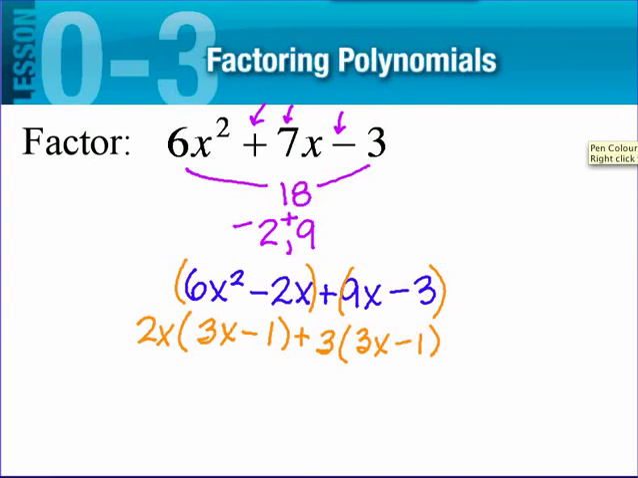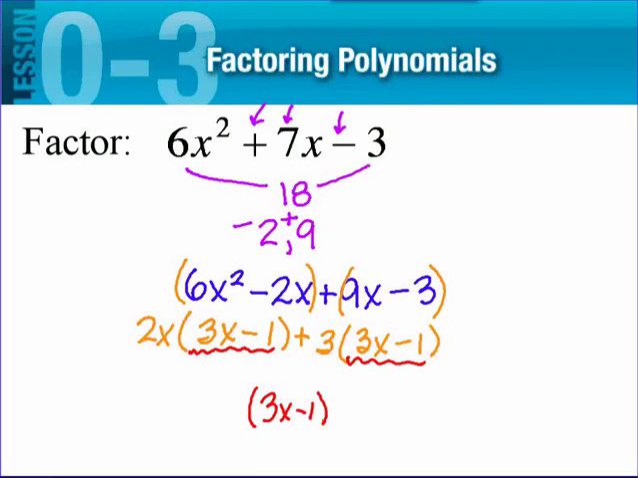Oh, and what do you notice? If you've done it right, they're the same. These two should be identical. If you don't get those two to be identical, you need to go back and rework it, because those two need to be the same. That is one of your factors, 3x minus 1.